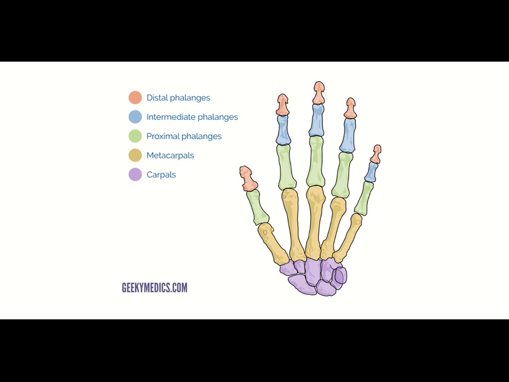So moving distally into the wrist and the hand, down at the very bottom we have our carpals. Again, these are the small bones that make up the wrist. Our radius would sit here and our ulna would sit here. Between the radius and the carpals, we have our radiocarpal joint. And then in between each of the carpals, we have what we call midcarpal or intercarpal joints.